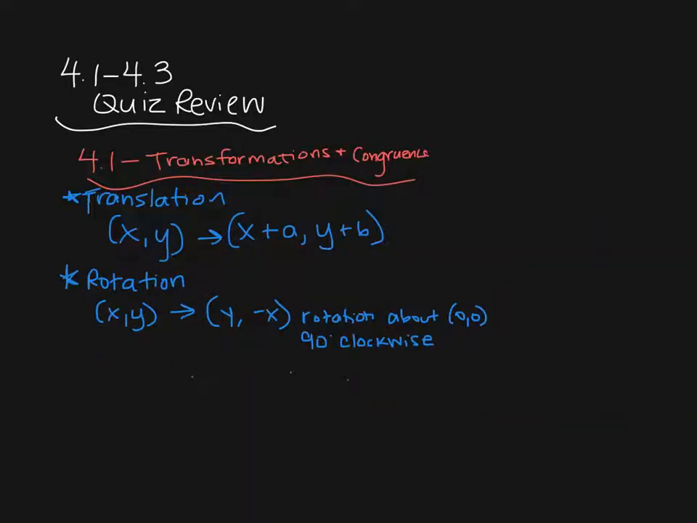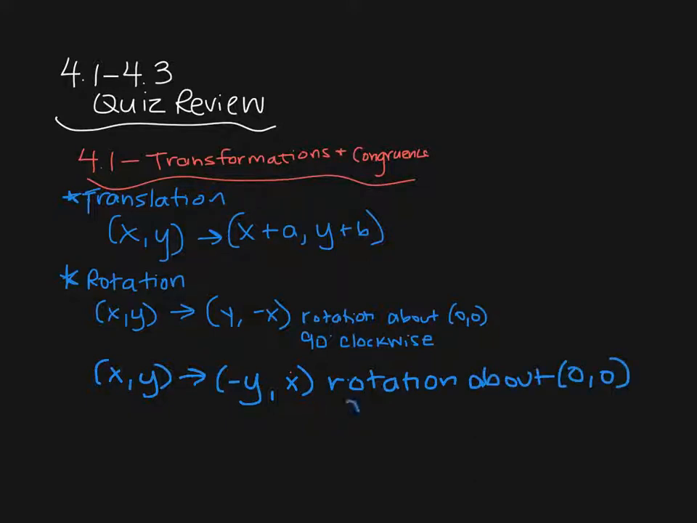All right, then you've got it starting at X and Y, and then switching so that it's negative Y and X. So again, the X and the Y switch, but this time the negative is on the Y, and this is again a rotation about 0, 0, which means you're kind of rotating it around the center. But this time it's 90 degrees counterclockwise. So if the X gets the negative, it's clockwise. If the Y gets the negative, it's counterclockwise.